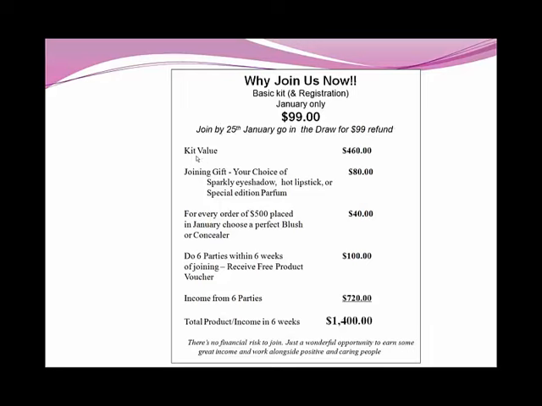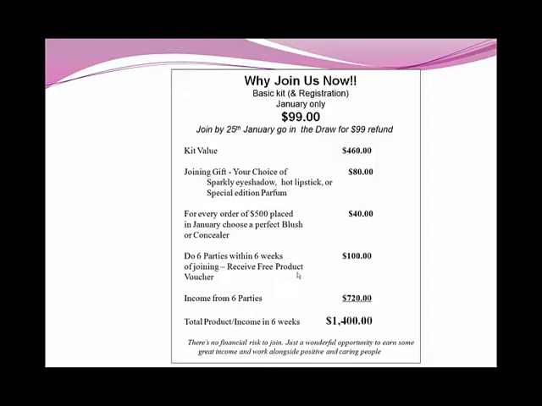Then I would list actually what their benefits are in the first 6 weeks. So the kit value is worth however much it's worth. Maybe there's a joining gift. You could choose to give them a joining gift as well, something for their kit. So in this example, it's worth $80. Then there could be some incentive from the company. It could be anything, and I've just made this one up. For every order of 500 placed in January, choose a product. So that's worth $40.